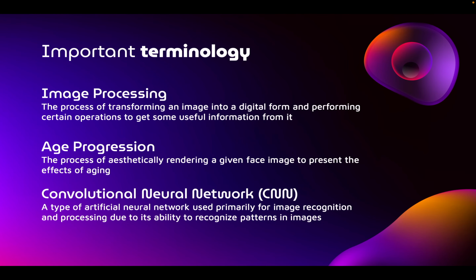Before we start, I would love to talk about some important terms that we're going to use throughout this presentation. First of all, image processing is the process of transforming an image into a digital form and performing certain operations to get some useful information from it. Age progression is the process of aesthetically rendering a given face image to present the effects of aging. And finally, convolutional neural network, or CNN, is a type of artificial neural network used primarily for image recognition and processing due to its ability to recognize patterns in images.